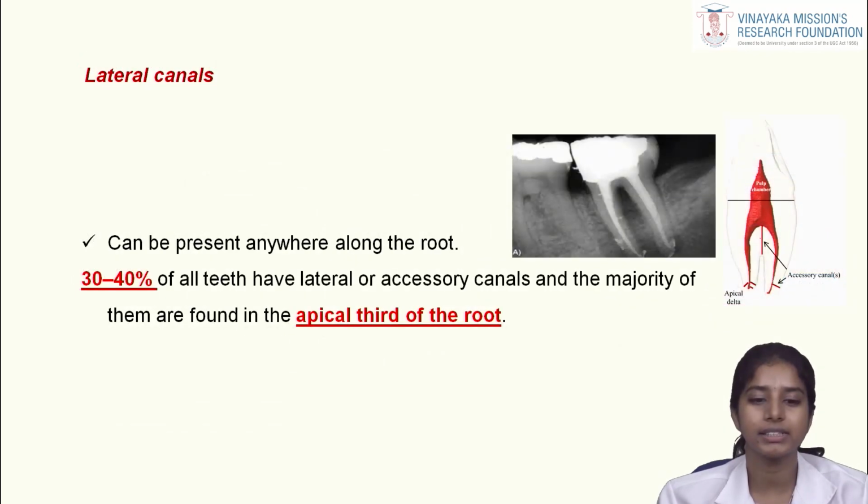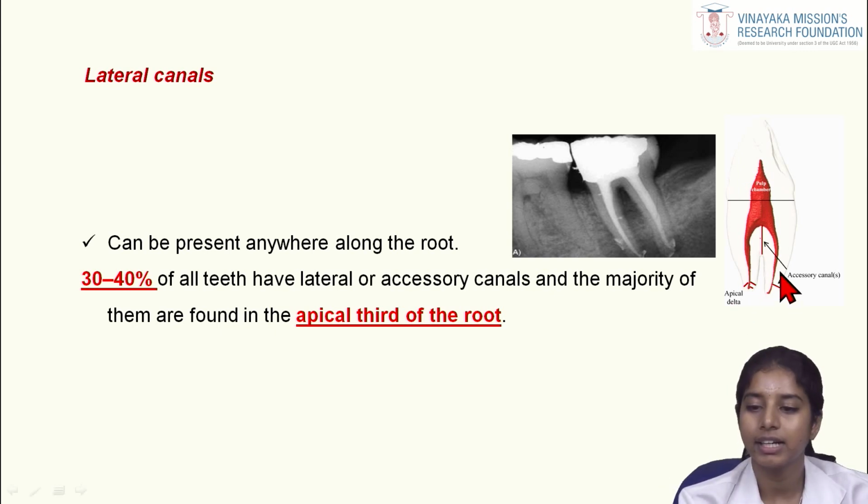Then we have lateral canals, which can be present anywhere along the root surfaces. 30 to 40% of all teeth have lateral canals, or we can call them accessory canals, and the majority of them are found in the apical third of the root, as we can see in the images.